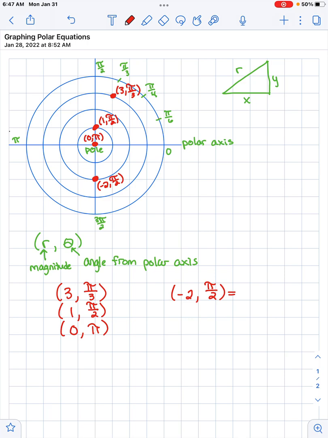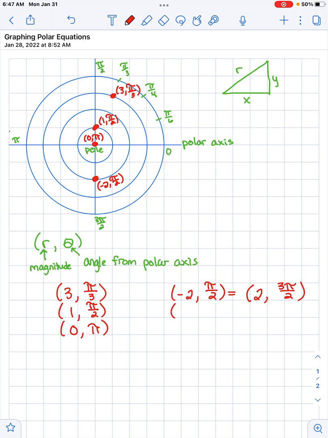Okay, so I noticed that this point, negative 2, pi over 2, is actually down on the 3 pi over 2 vector, if you will. And we're 2 units along, 2 circles out from the pole. So I can also say that this point, 2 comma 3 pi over 2, is the exact same location. They fall in the same spot on this graph.